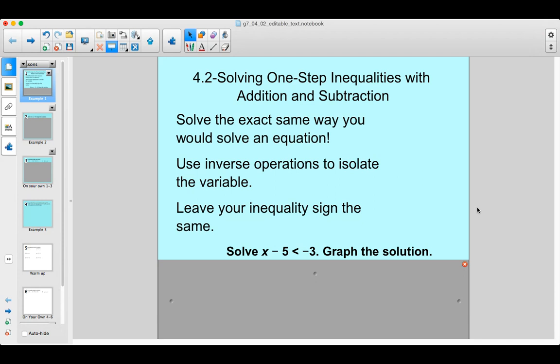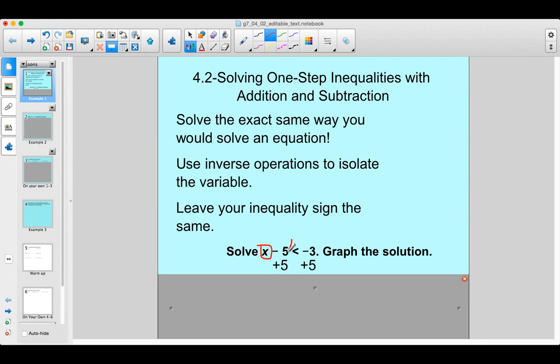Let's look at this first example. It says solve x minus 5 is less than negative 3. Again, remembering that my goal is to isolate x. So I want x to be all by itself, which means I need to get rid of this minus 5. To get rid of a minus 5, I'm going to add 5 to both sides. By doing that, I can cancel this out. And that leaves me with just x is less than positive 2. Negative 3 plus 5 is positive 2.